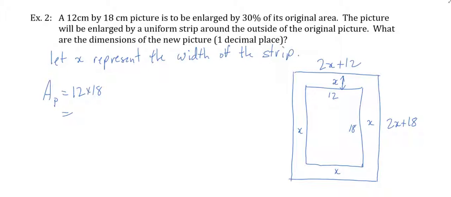I got 216 for that. But then it says the picture is going to be enlarged by 30% of the original area. So to find the total area, we're just going to increase it by 30%. We don't have to find the area of the strip first. Does anybody know how to increase something by 30%? Yeah, Ellie.